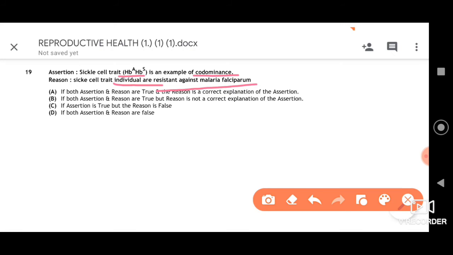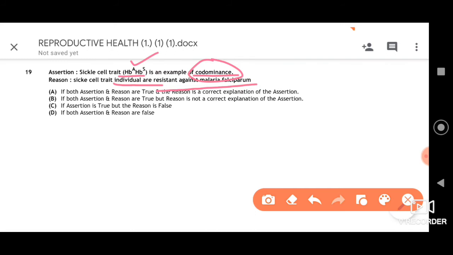Now let me explain this question, my dear friends. Let me first talk about the assertion, HbA and HbS. These are generally referred to as the parental alleles. Both are expressed in the F1 progeny. Codominance means that in a heterozygous condition, both the alleles are expressed equally. And yes, of course, in sickle cell trait, HbA and HbS both are expressed. So it's an example of codominance. That's the correct assertion which is mentioned here.